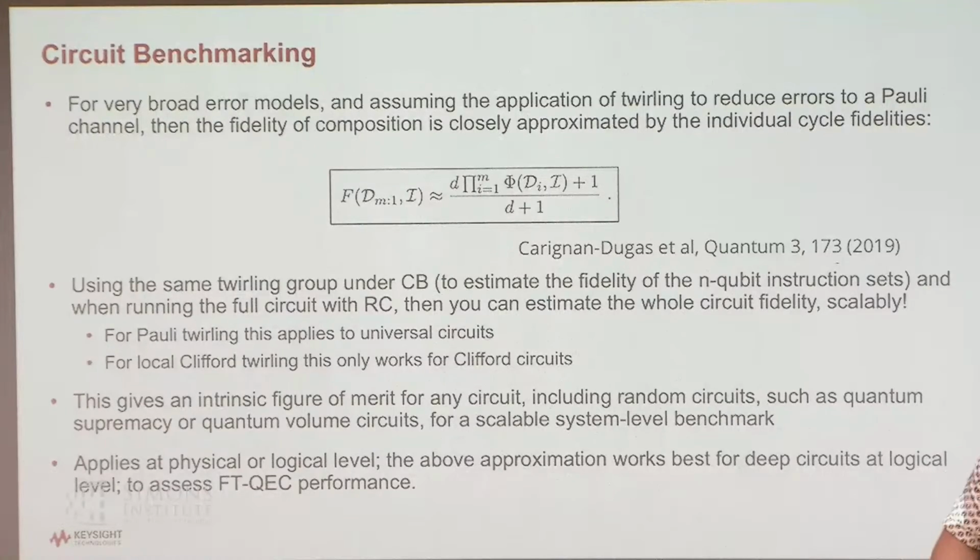I won't take this call, I just want to shut it off. Okay, so this is for applications for logical QFT or whatever. What am I doing on time?